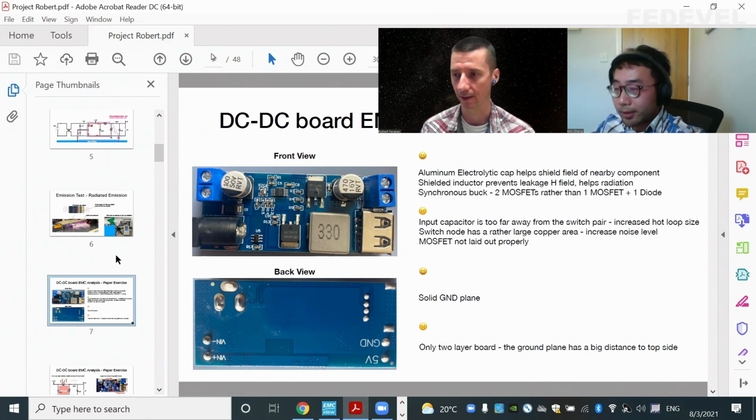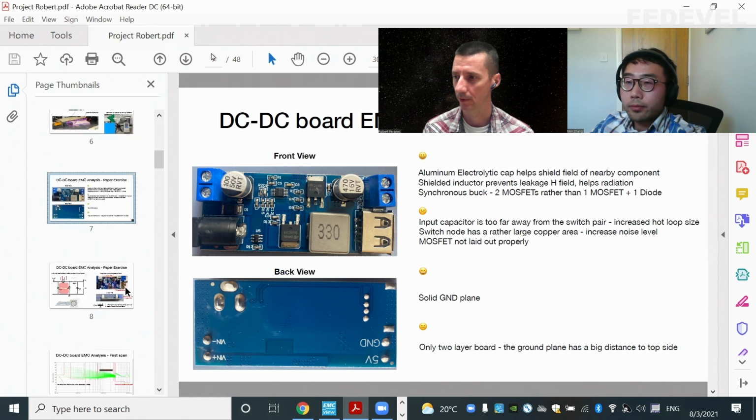Yes. Then on the back side, we can see a solid ground plane, which is actually quite good. But the downside of this design is that it is only a 2-layer PCB, and we know that for a 2-layer PCB, in terms of EMC performance, it is generally very difficult to design it to compare with a 4-layer PCB.